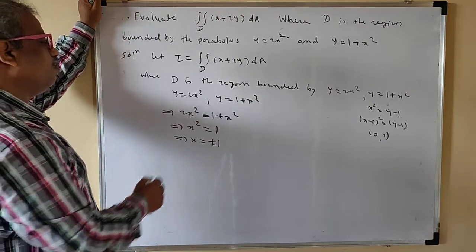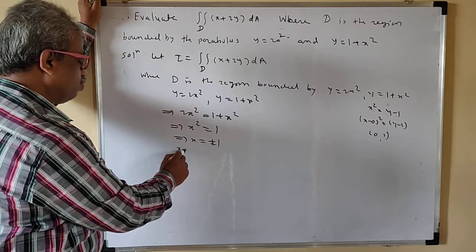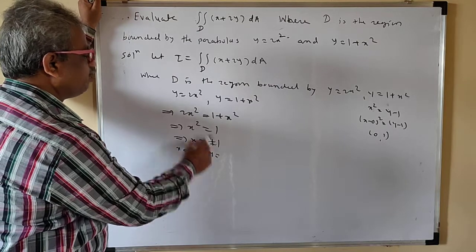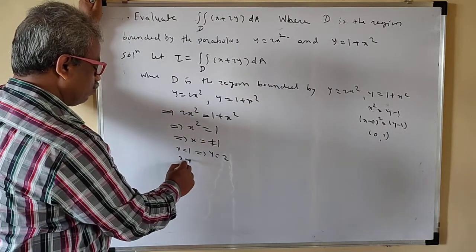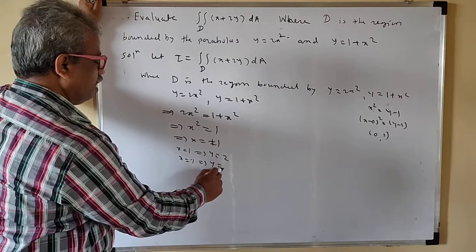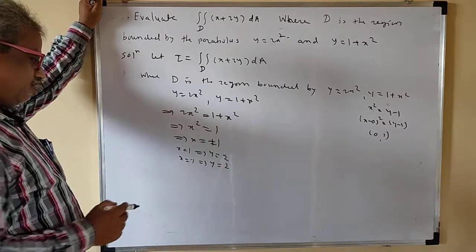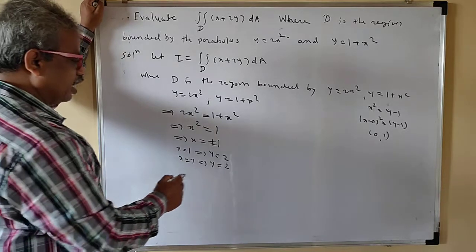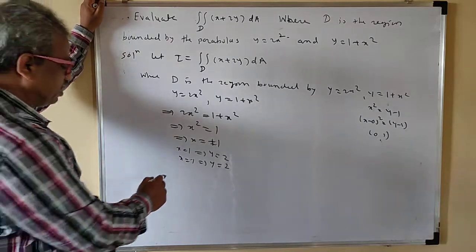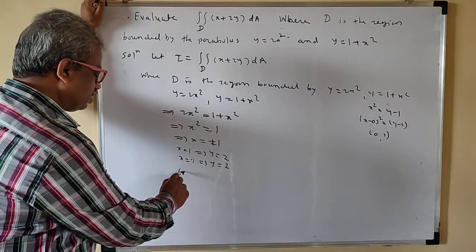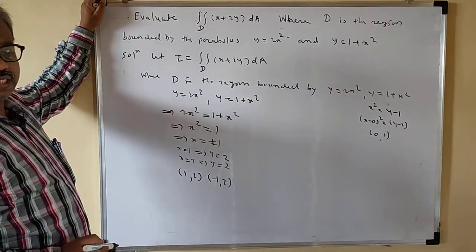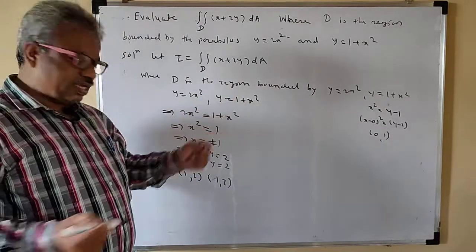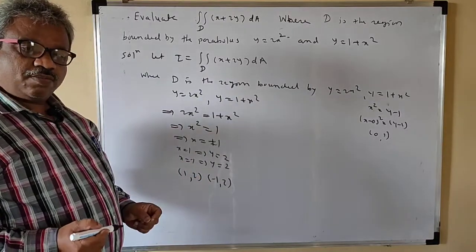If we put x = 1, we get y = 2. If x = −1, y is also 2. That means the points of intersection are (1, 2) and (−1, 2). So these two parabolas intersect each other at (1, 2) and (−1, 2).